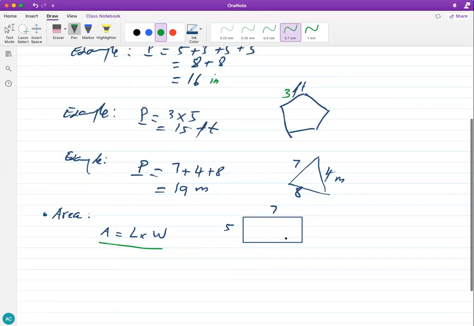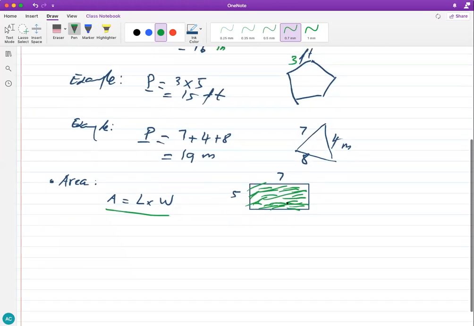Again, we're interested in the surface here, the inside of this. Think of this as a room. How much space you have in that room, how much surface, or how many tiles or square feet, for example. Okay, the inside, not the outside. The outside distance is called the parameter.